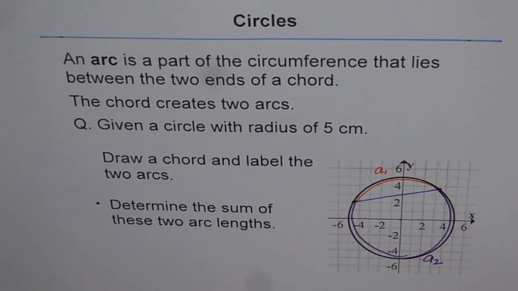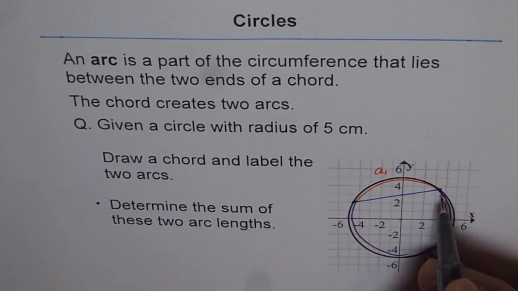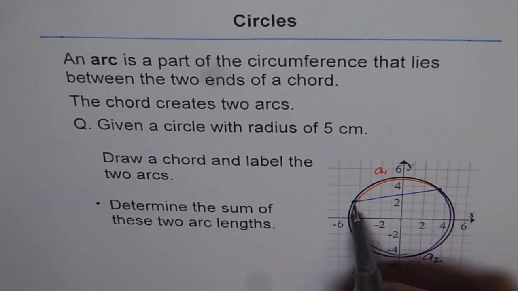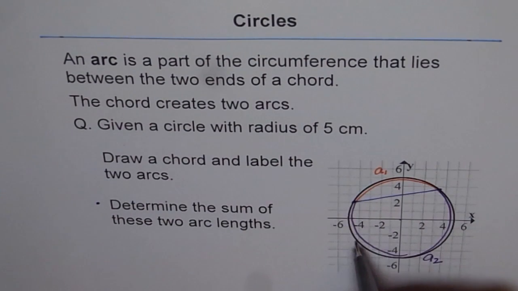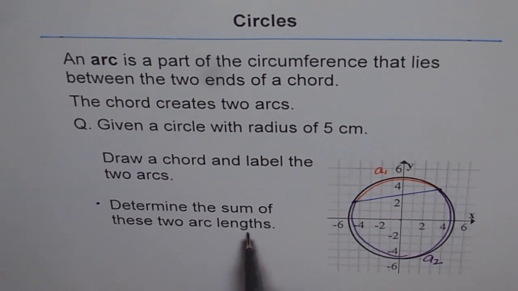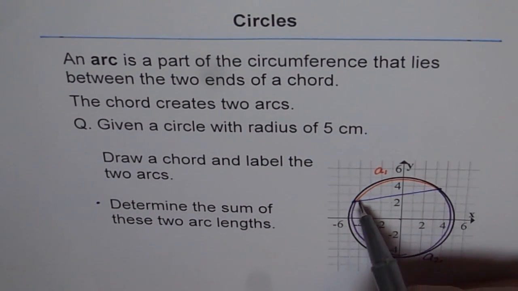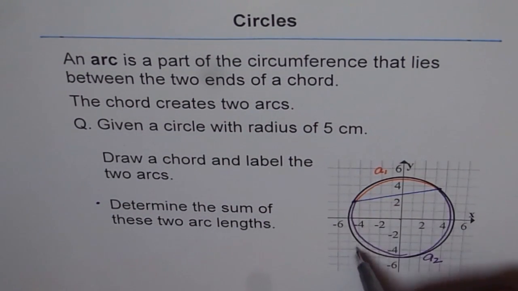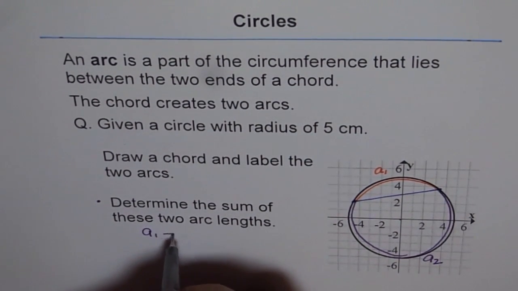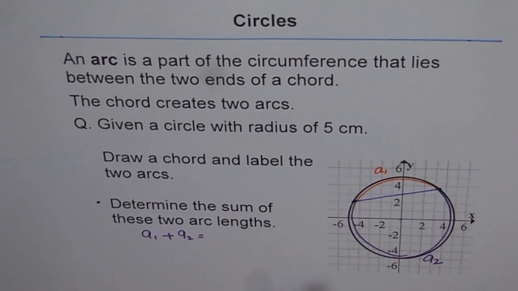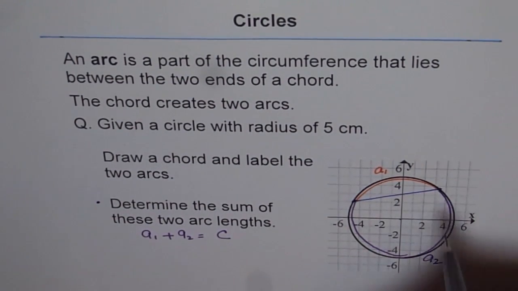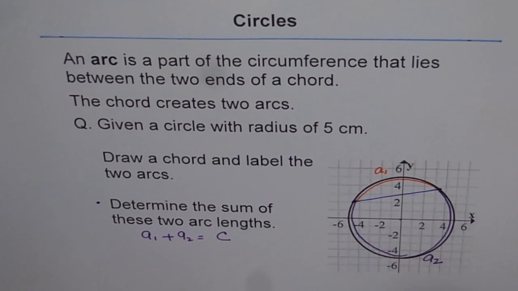Now the second question for you is to determine the sum of these two arc lengths. That means the sum of the length of arc A1 and the length of arc A2. How much will that be? A1 plus A2 is going to be how much? It will be the circumference, right? The total circumference of the circle.